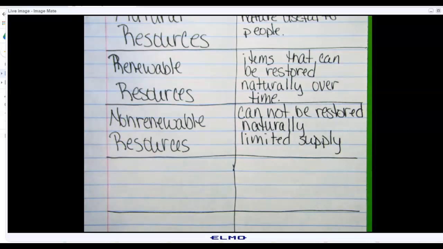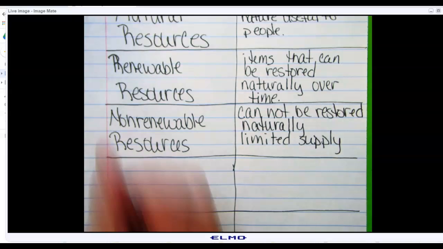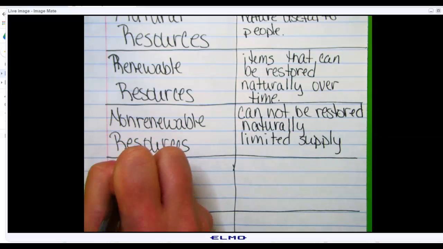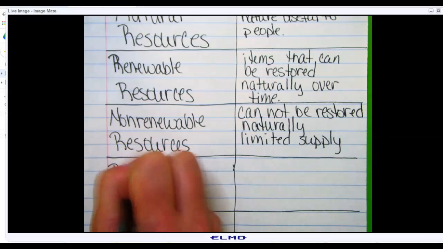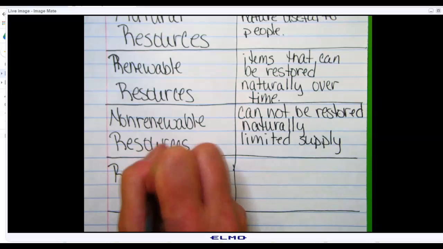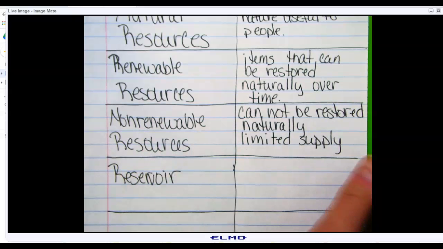All right, the next one is, what do we got? A reservoir. That's a really hard word to say. Reservoir. Some people say reservoir. A reservoir is a natural or artificial lake used to reserve or store water.